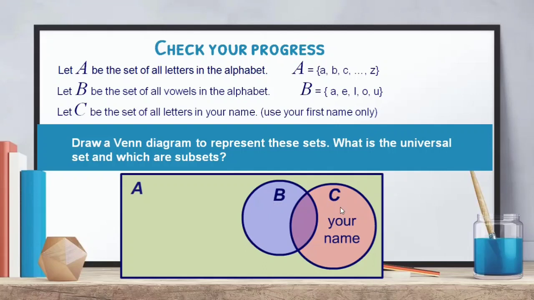Now, for the vowel and your name, you will have your common elements, right? So you have to write it here, all the common elements or letters of the vowels and your first name. Okay? And the letters that will not be included in your vowels and your first name will be placed here. All right? Any question for our lesson today?